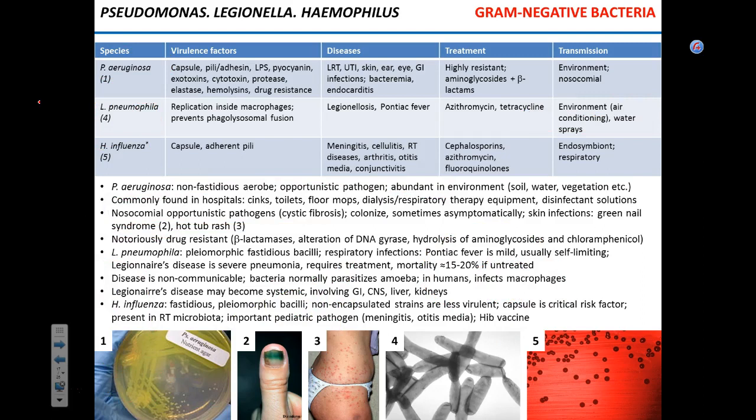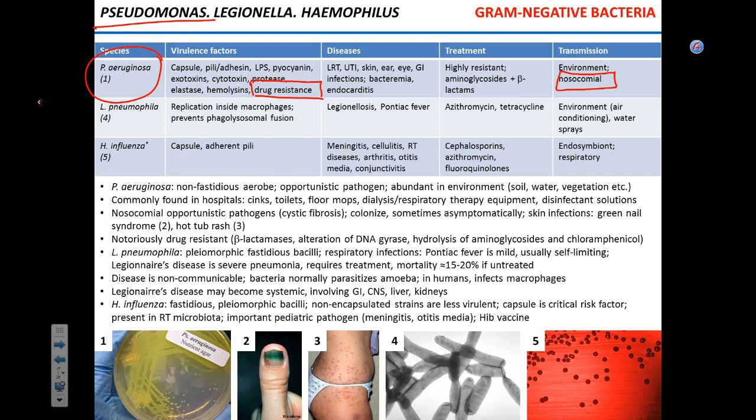Now, these 3 gram-negatives, Pseudomonas, Legionella, Haemophilus, all are primary pathogens in humans, and we're going to start with Pseudomonas aeruginosa. So it's the environmental microorganism, but it's commonly found in the hospital settings. And nosocomial transmission of Pseudomonas is very common. It has a whole bunch of virulence factors. And of these virulence factors, I want to highlight only one. Drug resistance.